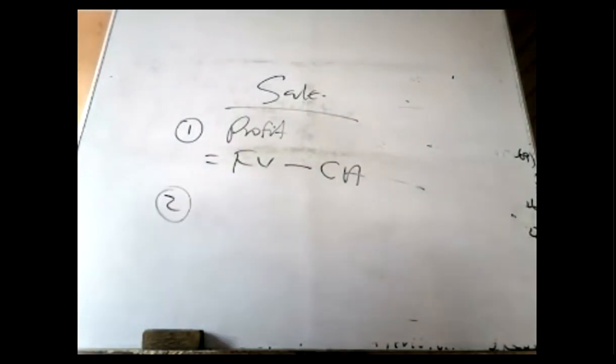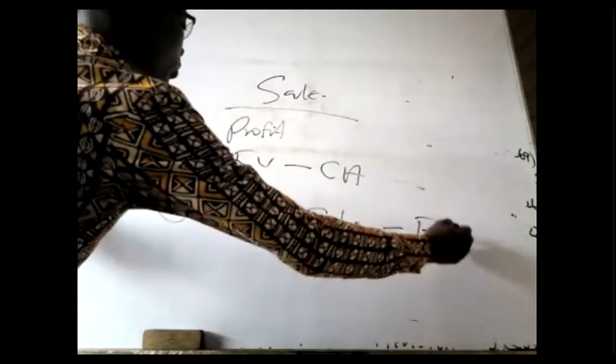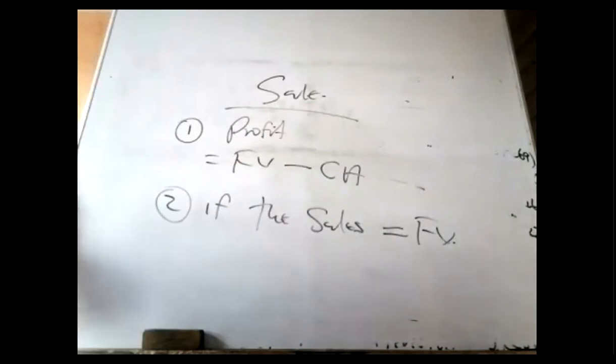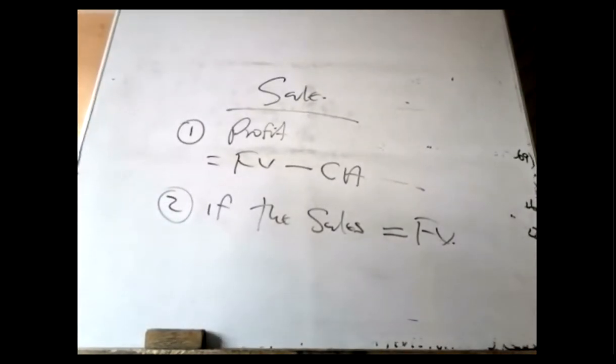Number two, if the sale value or the selling price is not equal to the fair value at this date, then we have what you call tentative gain. That means the company will earn a tentative gain, and that gain needs to be amortized over the lease period. Tentative gain.